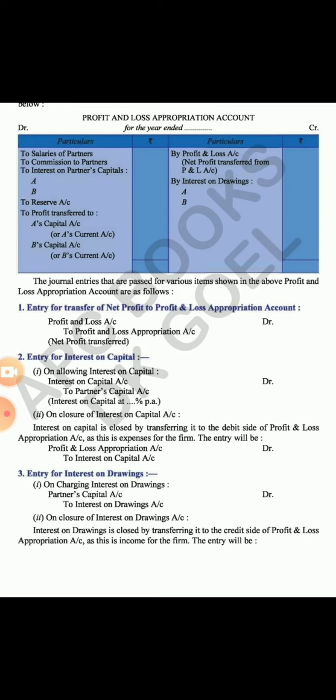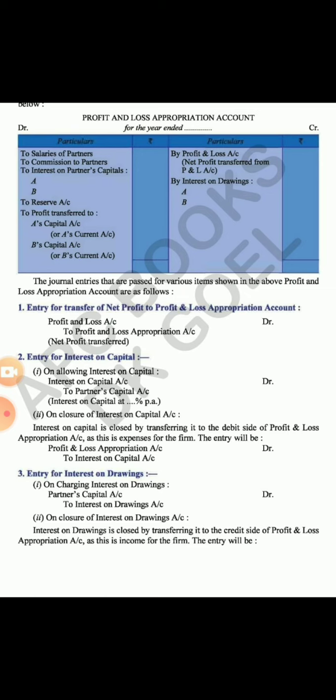And at the time of charging this interest in PL appropriation, the entry is profit and loss appropriation account, debit to interest on capital. Next, interest on drawing. When the interest on drawing is shown in the capital account, partners' capital account, debit to interest on drawing. And when charging it in PL appropriation, interest on drawing account, debit to profit and loss appropriation.